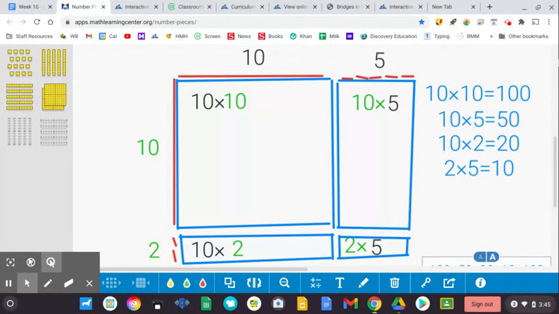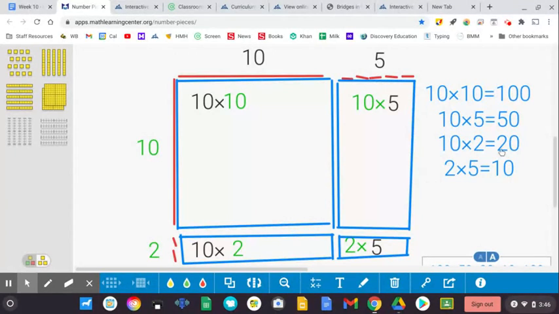Okay, to save you some time, I wrote all 4 equations. So we have 10 times 10 equals 100, 10 times 5 equals 50, 10 times 2 equals 20, 2 times 5 equals 10. It doesn't matter which order you put these in. It doesn't matter if you have 2 times 10 instead of 10 times 2. It doesn't matter if you have 5 times 10 instead of 10 times 5. It doesn't matter if you have 5 times 2 instead of 2 times 5.